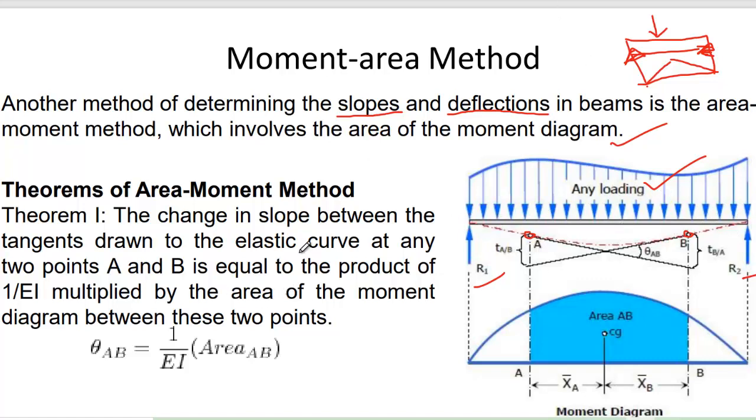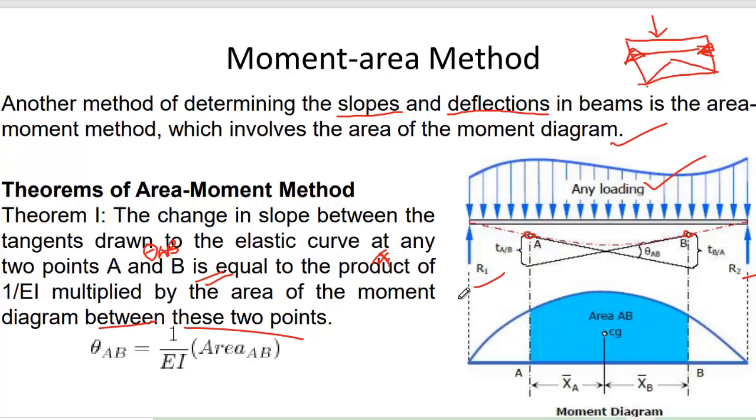So they are saying theta AB, between A and B, is equal to the product, and product means what? Multiplication, right? The product of 1 by EI multiplied by the area of the moment diagram between these two points. This is important.